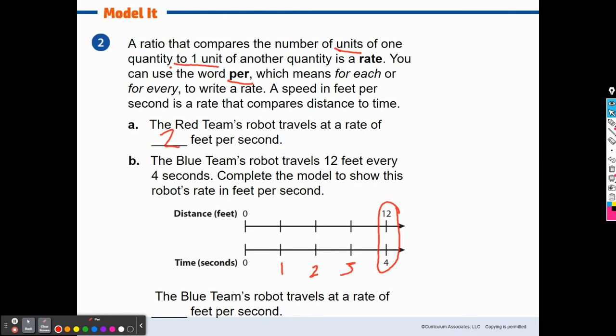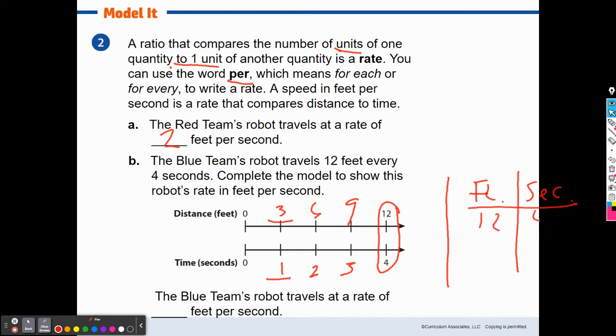So we're counting by ones down here. 0 to 12, 4 marks here as well. 12 divided by 4 is 3, so we're counting by threes. 3, 6, 9, 12, right? Every second. That's every 1 second. If I look at that, then we're talking 3 feet for every 1 second. All right? So that's your strategy using a double number line. You can use a table of equivalent ratios. Feet per second, right?